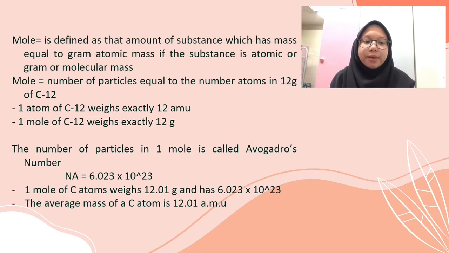Next, the number of particles in 1 mole is called Avogadro's number. So Avogadro's number is 6.023 times 10 to the power of 23. So we have here 1 mole of carbon atoms weighs 12.01 gram and has 6.023 times 10 to the power of 23, which is the Avogadro's number.